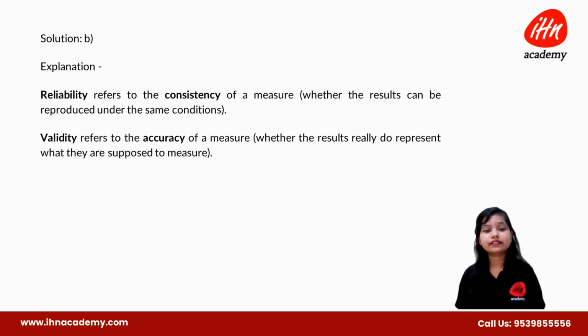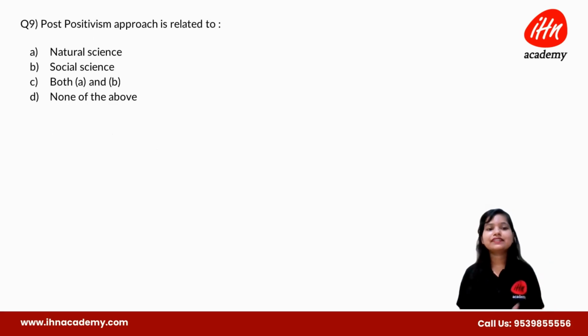Reliability refers to consistency of a measure, whether the results can be reproduced under the same condition. Consistent, you need to be consistent and you need to have the same scores. Then validity means accurate. You should measure what you are supposed to measure, what you are saying that you will measure. So whether the results really do represent what they are supposed to measure. That is accuracy, means validity. Clear?